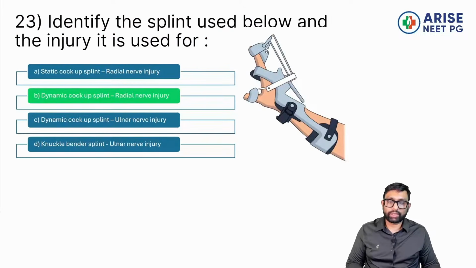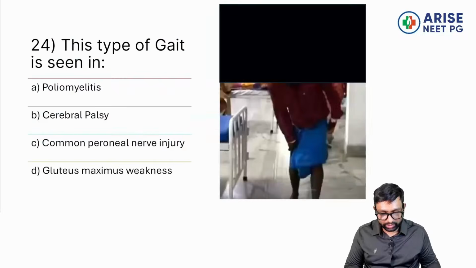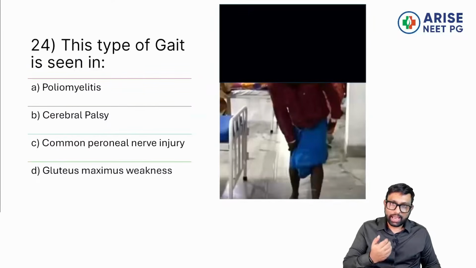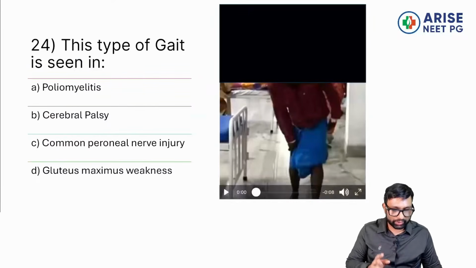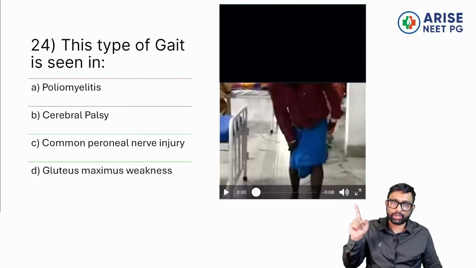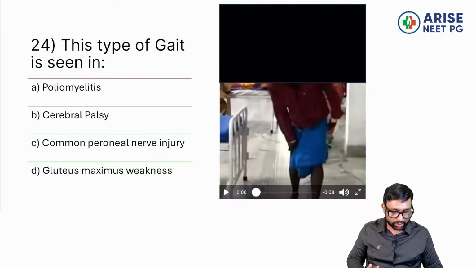So that was the 23rd question. Now let's go into the 24th question, another video based question for you to understand. We have 2 more questions before we end this session. So look at this video now. Again, like I told you, gait can be an important video based question. So this type of gait is seen in which condition is the question.